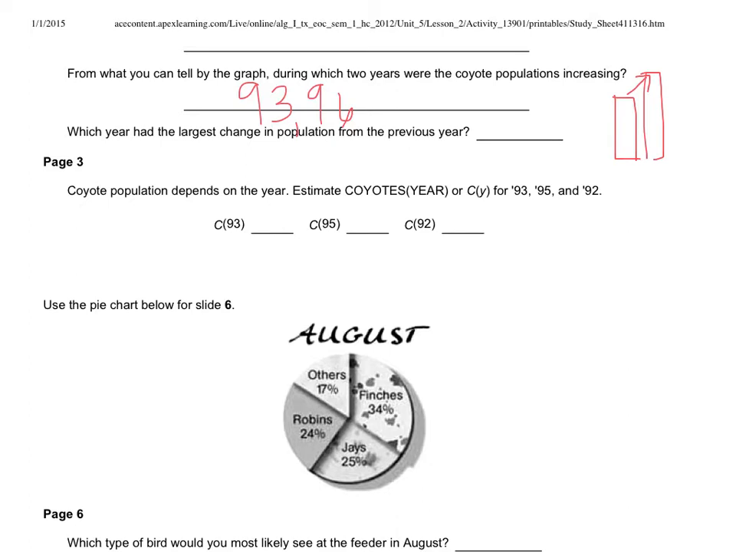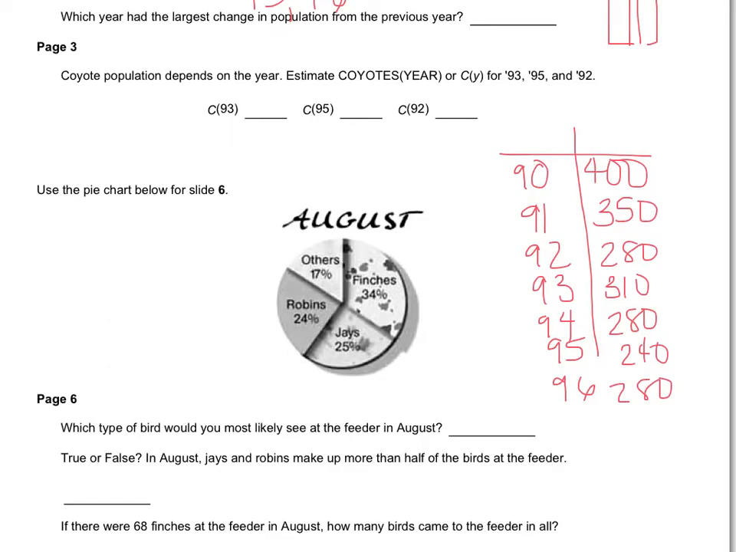Well, in order to figure that out, I need to figure out how much each population changed. So I'm going to list out all of our populations. So we had our years of 90. So I've listed them all out here. You can flip back to your graph and look at this, and it wants to know which year had the largest change in population. Well, from 90 to 91, it went down 50, and from 91 to 92, it went down 70. Then it went up by 30. Then it went down by 30. Then it went down by 40, and then it went up by 40. So the biggest change happened in 1992 because it went down 70.